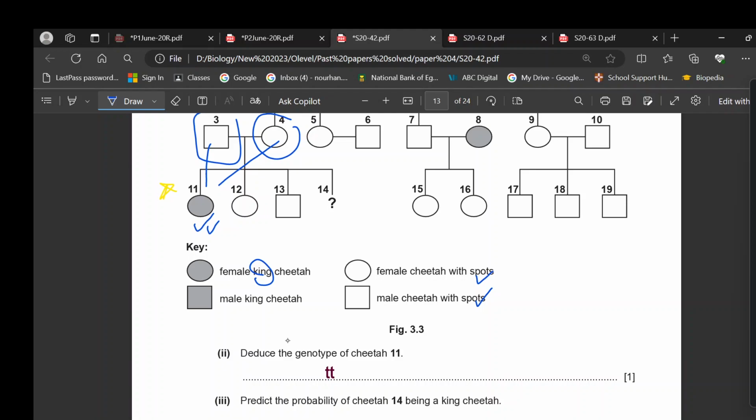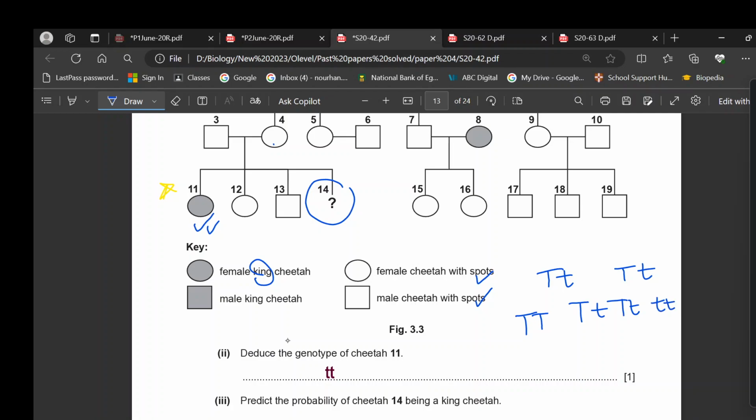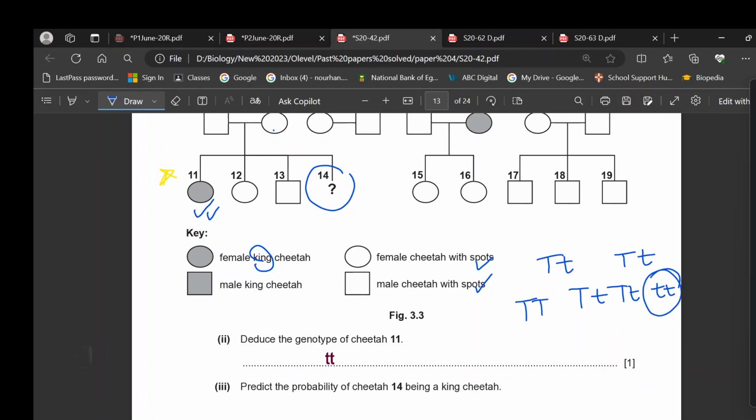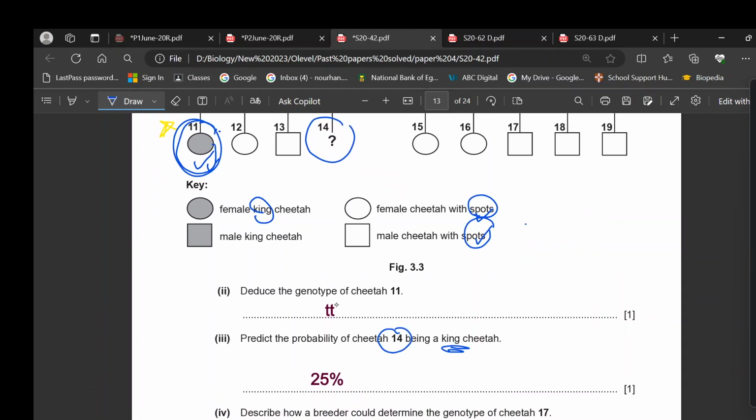Predict the probability of 14 being a king cheetah. We just said that since 11 is a king cheetah, this means that 3 and 4 are heterozygotes. If I want to predict the probability, I'll just do the crossing. Capital T small t, capital T small t. The crossing will be capital capital, capital small, capital small, small small. What's the probability that it is a king cheetah? 25%.